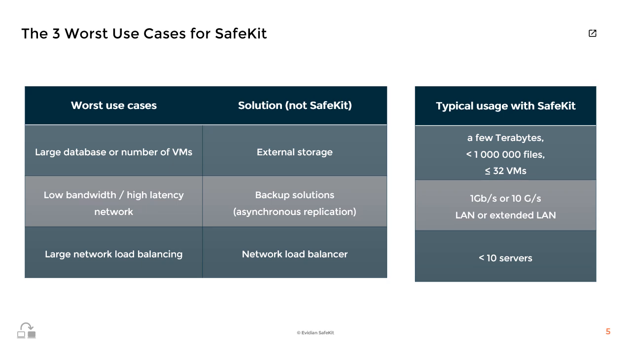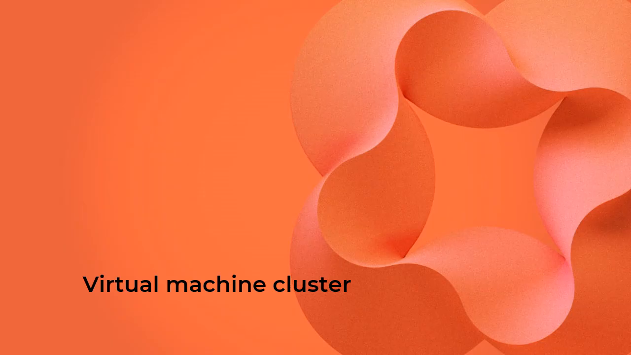In the third worst-case scenario of SafeKit, SafeKit's network load balancing is typically used with fewer than 10 servers and not with a large number of servers. Let's now take a closer look at virtual machine clusters, exploring their architectures, benefits, and use cases.